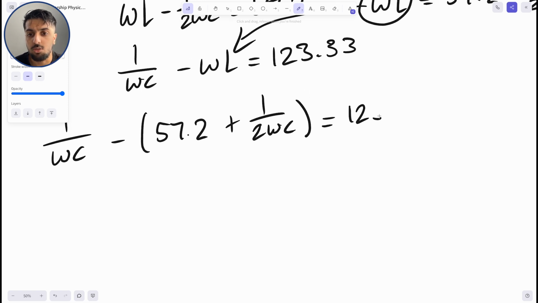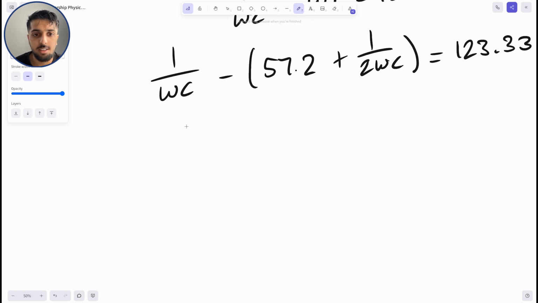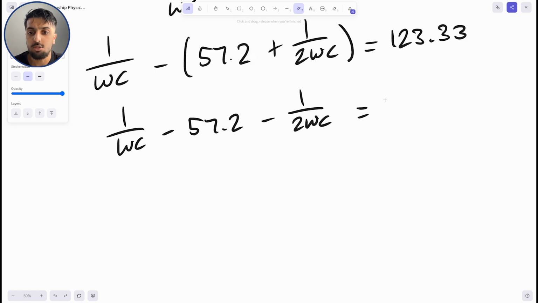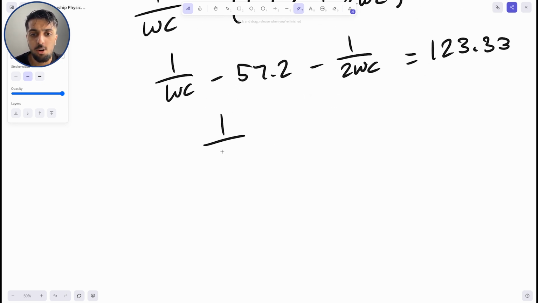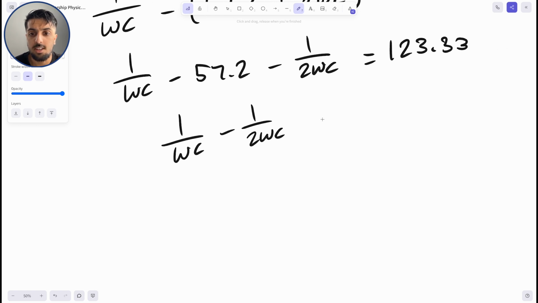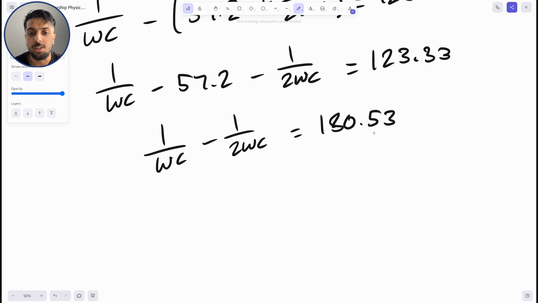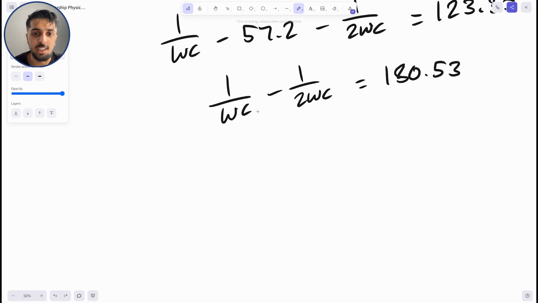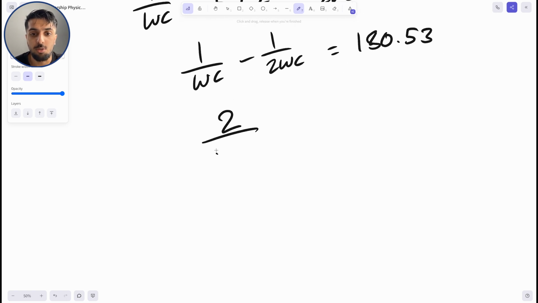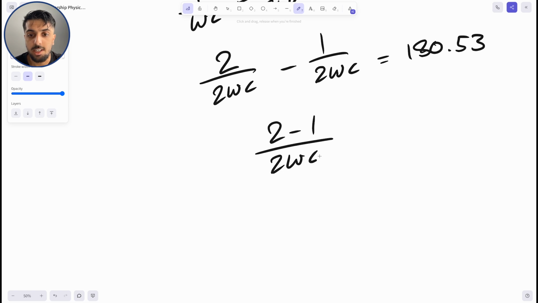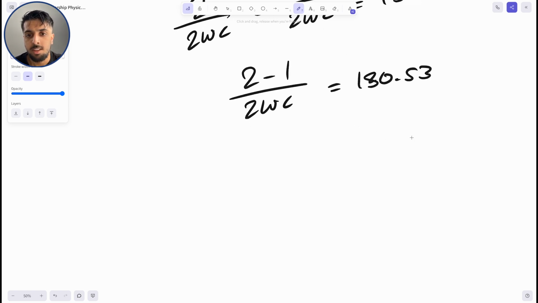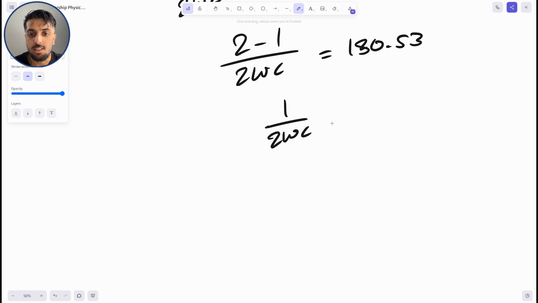And that is all equal to 123.33. And so therefore, getting rid of this bracket, we get 1 over omega C minus 57.2 minus 1 over 2 omega C is equal to 123.33. And so plussing 57.2 on both sides, we get 1 over omega C minus 1 over 2 omega C is equal to 180.53. Now timesing the top and bottom of this fraction by 2 so we can get the same denominator on both fractions, we get 2 over 2 omega C minus 1 over 2 omega C, and that's equal to 180.53. And therefore 2 minus 1 all over 2 omega C is equal to 180.53. And therefore that is equal to 1 over 2 omega C is equal to 180.53.